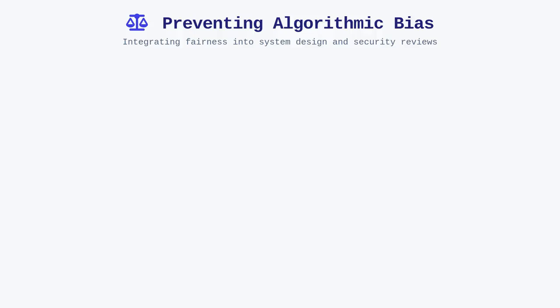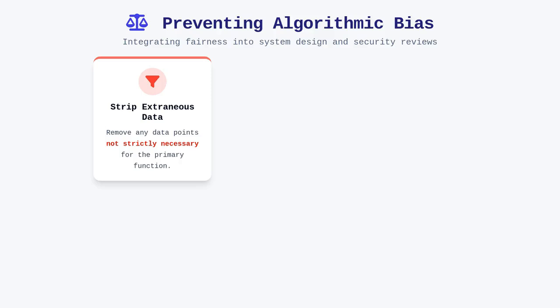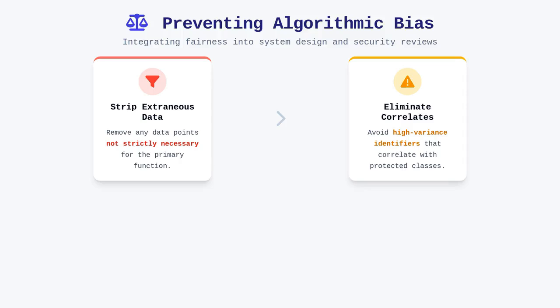Algorithmic bias is another critical dimension of system design that often escapes traditional security reviews. To prevent encoded biases, you must establish technical parameters that explicitly strip extraneous data points that are not strictly necessary for the intended function of the algorithm. If your processing logic is influenced by high-variance identifiers that correlate strongly with protected classes, you are building in systemic risk that will be difficult to remediate later.